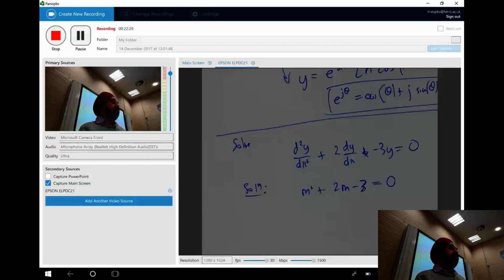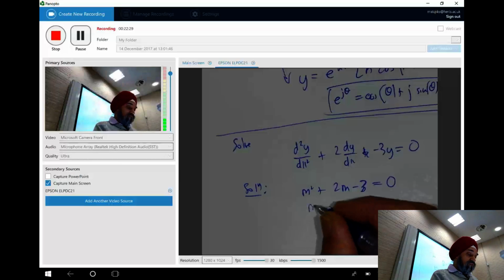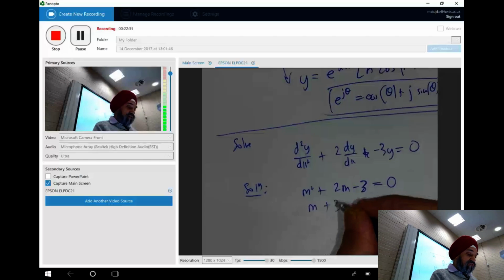How do we solve this quadratic? I cannot believe that no one in this class knows how to... Go on there, Hannah. You tell me. Sorry? Yeah, factorize into what? 3 and minus 1. Yeah, okay. M plus 3, okay? M minus 1 is equal to 0.